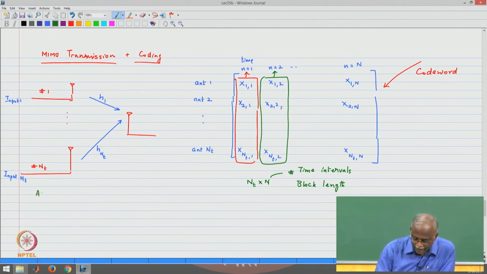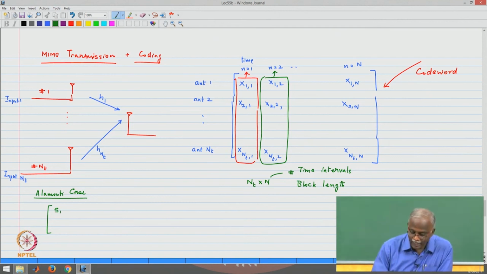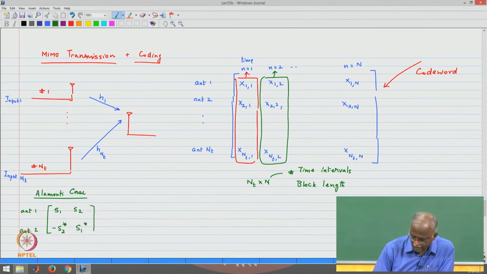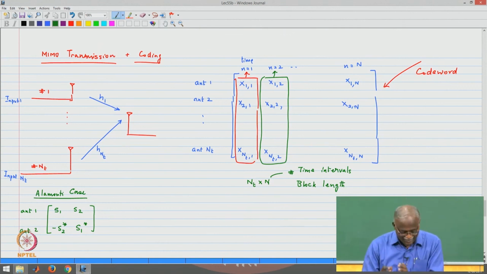So, first let us look at the Alamouti case. The Alamouti case is one where this matrix is a 2 by 2 matrix. We transmit symbol S1 from antenna 1, and in the time instant 2 we transmit S2, and so this is antenna 1 and this is antenna 2, and we transmit minus S2 conjugate and S1 conjugate, and then this repeats. So, this is the code word or the code matrix that is transmitted.